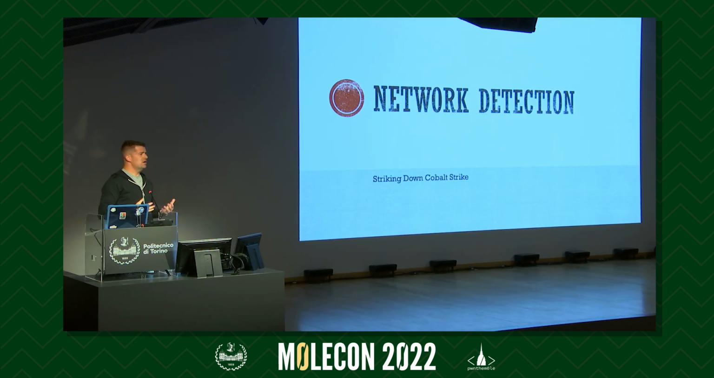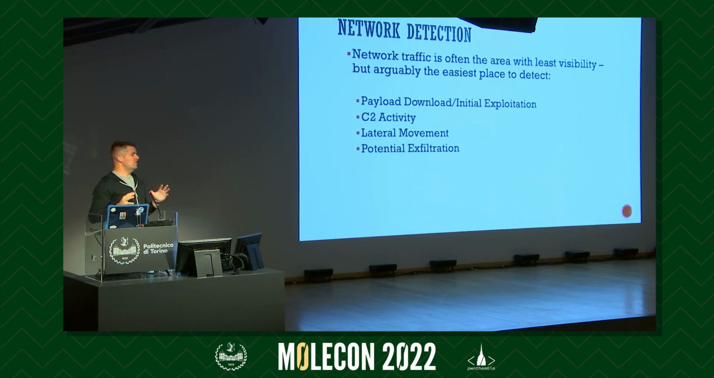So we're going to focus on a couple different sides of detection, network and host-based detection. I picked network first, because to me, network is one of the easiest areas to detect, assuming you have lots of things in place. But it is also the area that often has the least visibility. It's the easiest place, but it's also one of the largest pieces of telemetry that's out there. But the network is one of the key parts of Cobalt Strike's success. In fact, I would argue it is the key to its success.